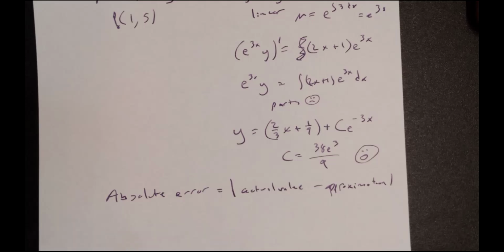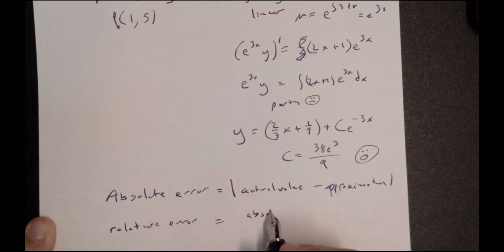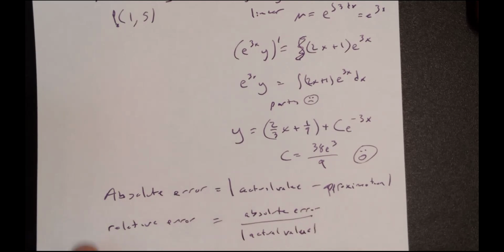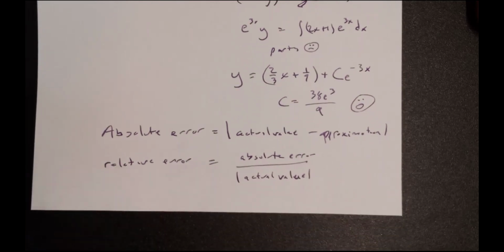And then I can do relative error, which is absolute error divided by the actual value. Notice the absolute value bars on the bottom there. That way I don't have to worry about negative relative error or positive relative error. Absolute error is already an absolute value. We take the absolute value of the bottom to be consistent.